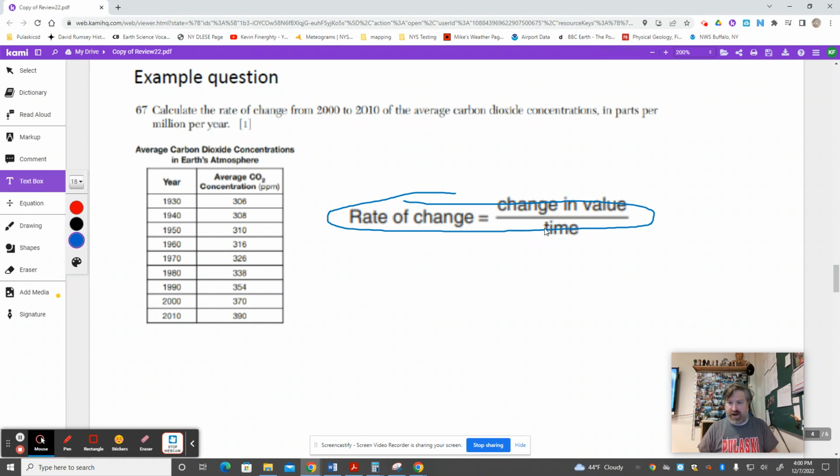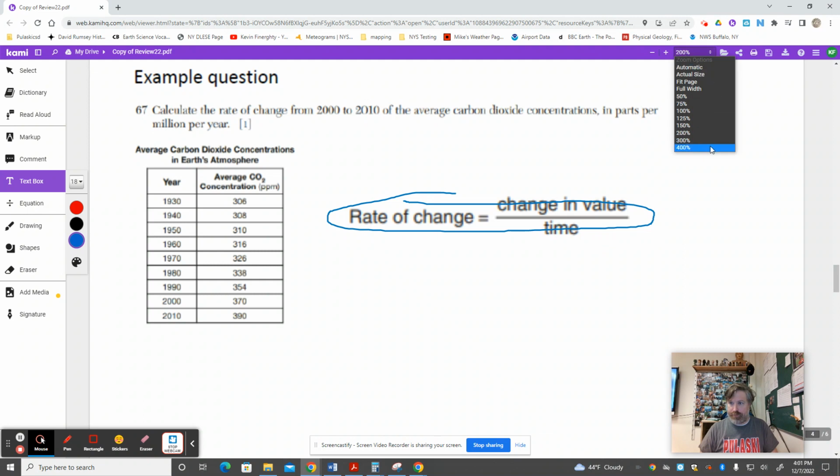Change in value divided by time. So you've got to write them out. What is the change in value? What is the time? And that equals your answer. That equals the rate of change. So change in value. Calculate the rate of change from 2000 to 2010 of the average carbon dioxide concentrations in parts per million per year.